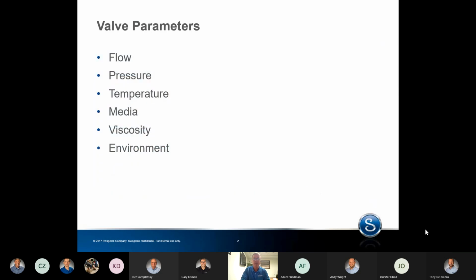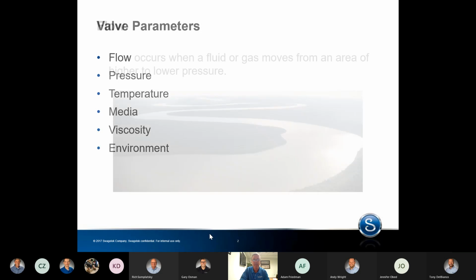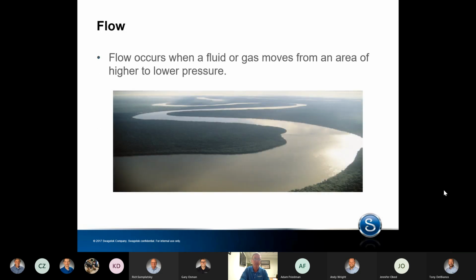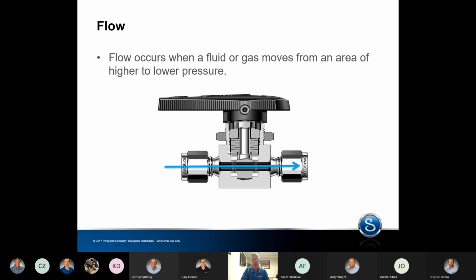So first, we're going to go over the basic system parameters that need to be considered when selecting a valve. Those include flow, pressure, temperature, media, viscosity, and environment. So flow occurs when a fluid or gas moves from an area of high pressure to low pressure. In a valve, flow is from the higher pressure inlet to the lower pressure outlet.